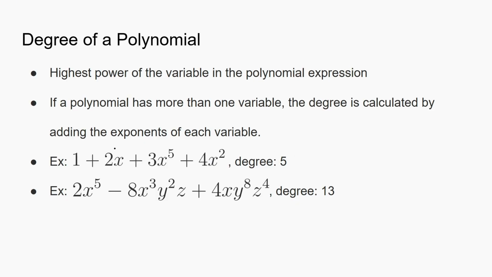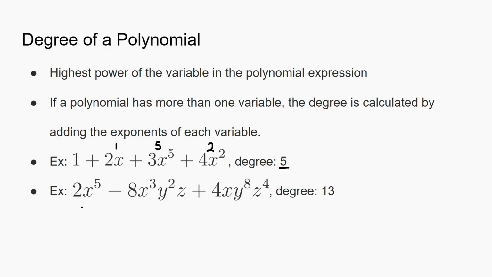This is because here we have a degree of 1 because it's x to the 1 power. Here we have a degree of 5 because it's x to the 5 power. And here we have a degree of 2 because it's x to the second power. And of 1, 5, and 2, 5 is the biggest, so the degree is 5.